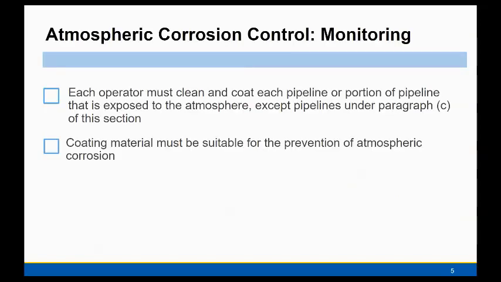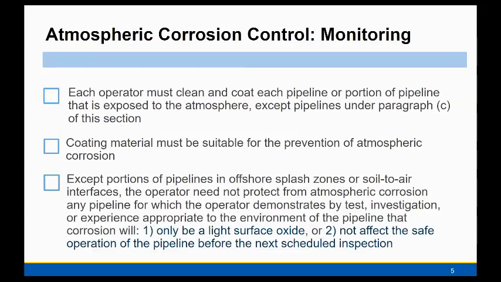So each operator must clean and coat each section of pipeline. Coating material must be suitable. And then except for portions of the pipeline where it may only be a light surface oxide or may not affect the safe operation of the pipeline before the next inspection, the majority of the pipeline will not be these 2 exceptions, or you go to extreme lengths a lot of times to prove that it is just one of these 2. So for the most part, you're looking at pretty much all those 7 key areas that we talked about.